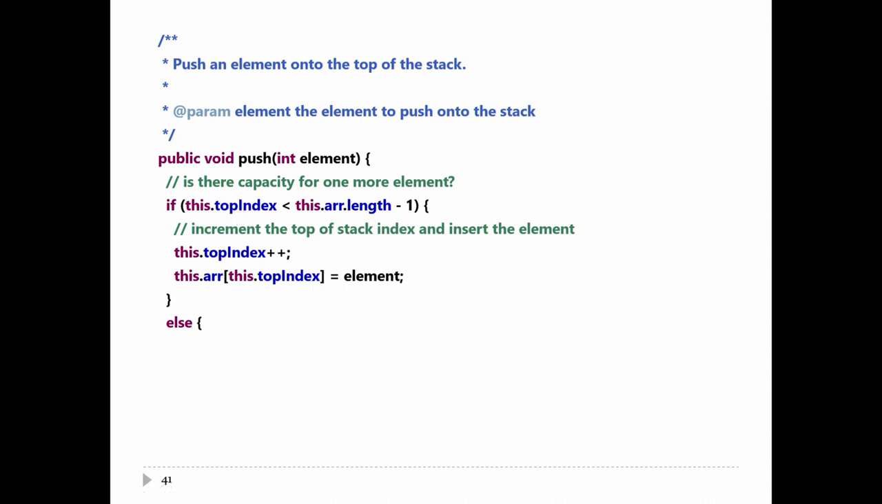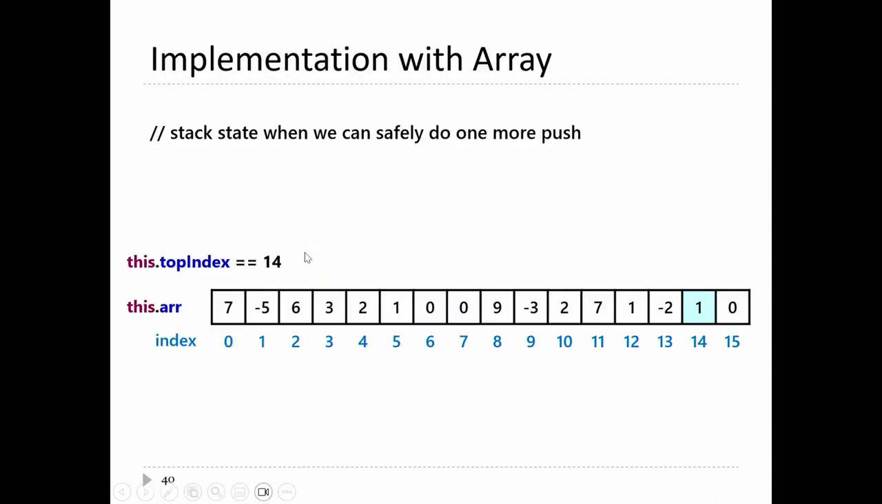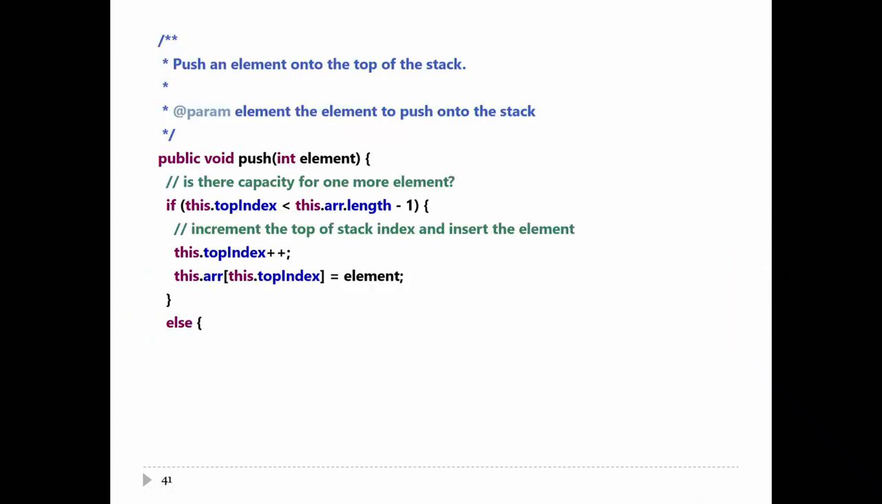So the top index is less than the length of my array minus 1. If there's room, just increment the top index by 1. So if I want to push another element onto the stack, top index becomes 15, and then I write into that element. Top index goes up by 1, write into the element, write into the top index. Okay, so what happens if I don't have space? In other words, what happens in the else part here?